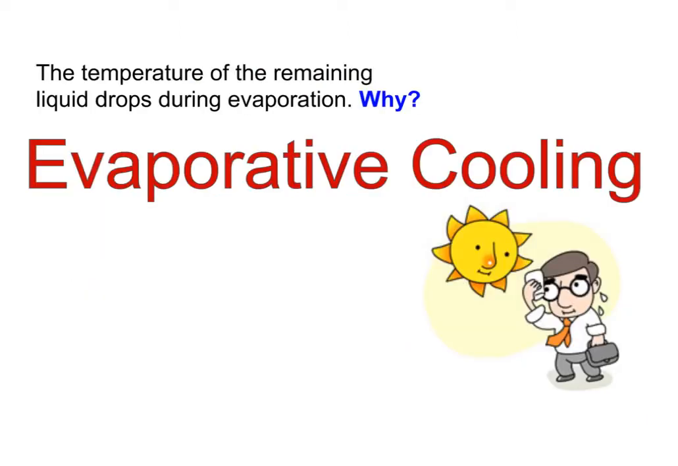The temperature of the remaining liquid drops during evaporation. Let's discuss why. This phenomenon is called evaporative cooling. Let's think about it this way. Our school has a track team, so we have runners. And let's say the coach decides to keep track of how well the team is doing by averaging the speed of our runners.